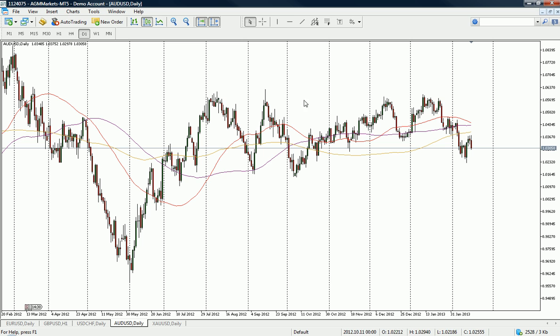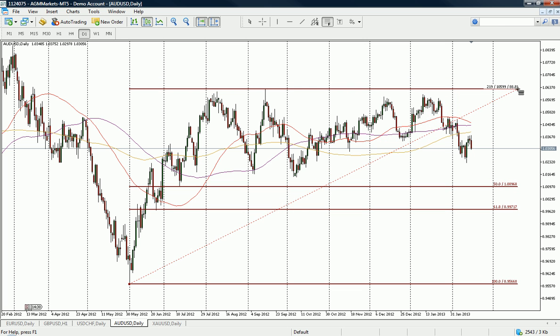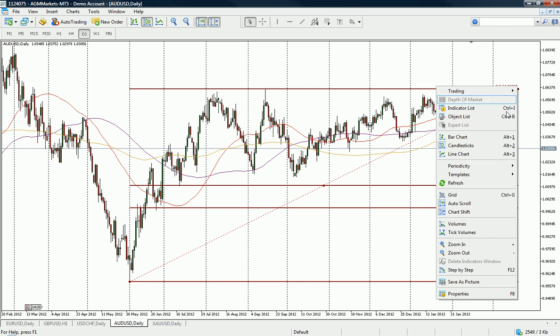Aussie dollar, in terms of the daily chart, the first thing I always drop will be the fib here from the low to the high, but we're a long way away from that, so I'll delete that.